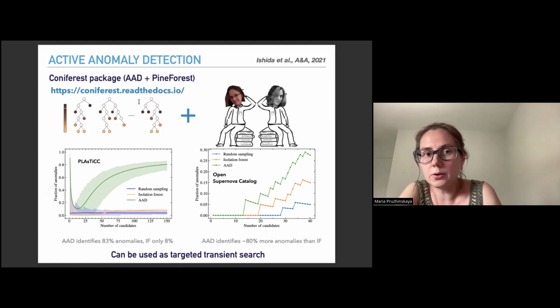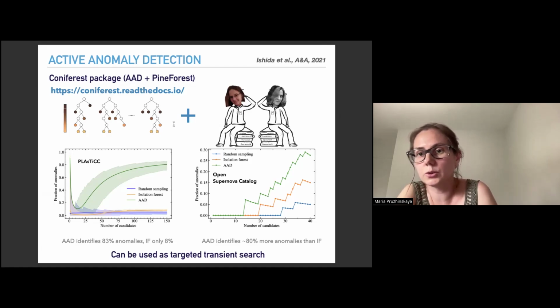And depending on the algorithm, because as I said, we have two different active anomaly detection algorithms, it will be either a kind of reweighting of those leaves where there is that not interesting object, or it will be just filtering out of the trees in pine forest.